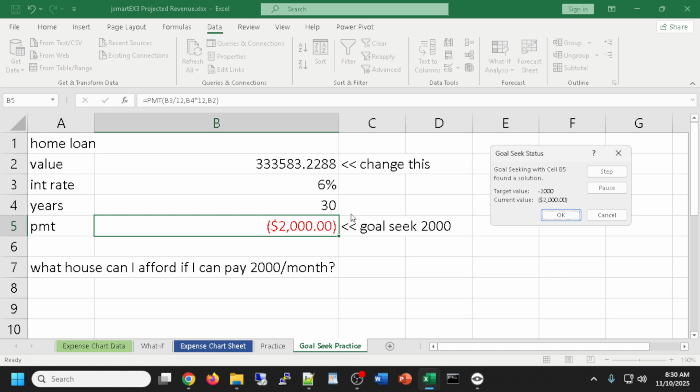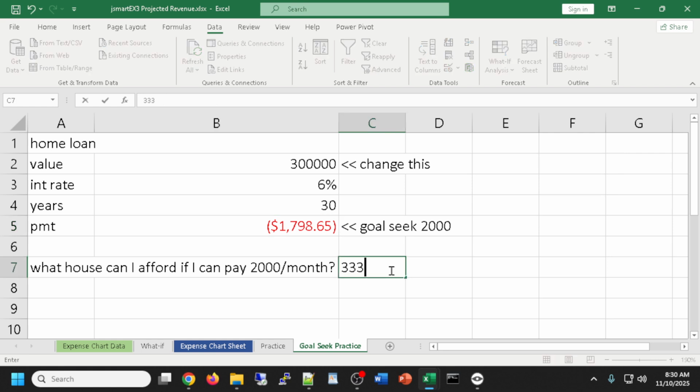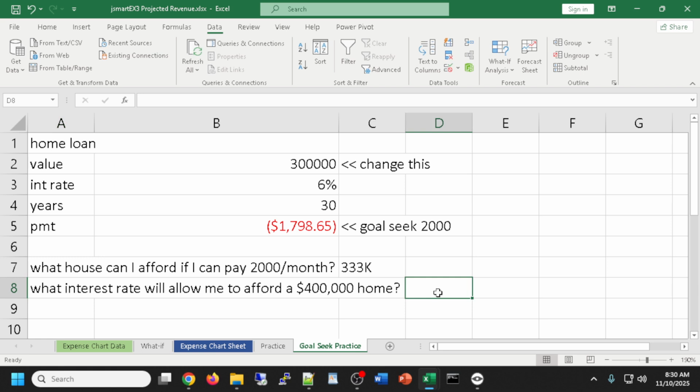Now you could write that number down and click cancel, or you could say okay, I'm going for it, but let's do a cancel and do another goal seek for a little practice. So my answer here was about 333K. Now another question is, what interest rate will allow me to afford a $400,000 home? You can wait for the interest rates to come down.